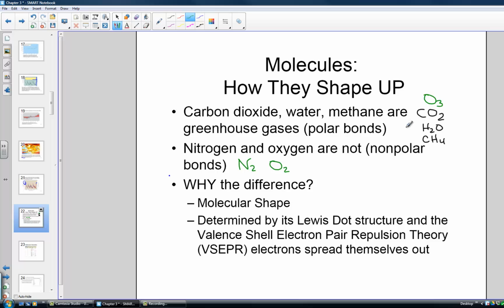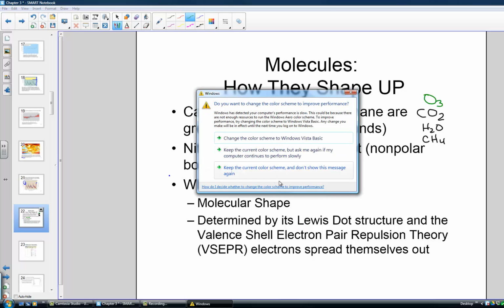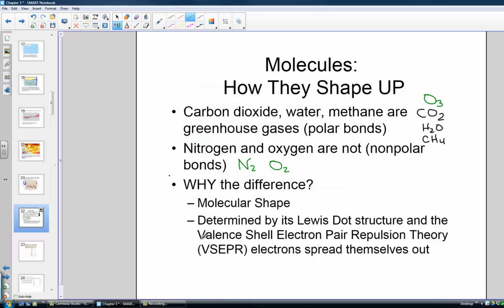Well, the secret of that answer lies in their shape, the geometry of the molecule. How does it physically look in a three-dimensional world? We'll look at its Lewis dot structure, which we practiced in our previous chapter, and we'll look again at how those atoms arrange their shapes in a three-dimensional world. It's known as the valence shell electron pair repulsion theory, commonly called the VSEPR theory.